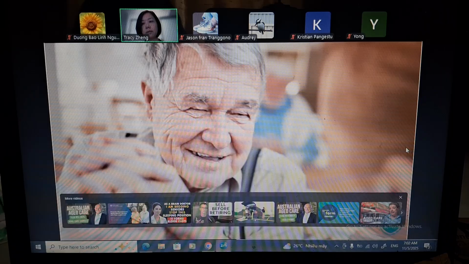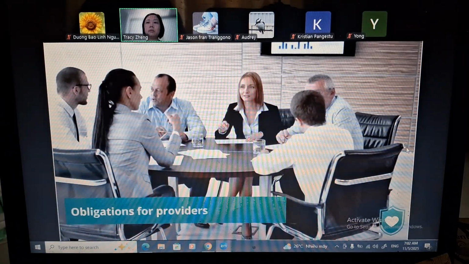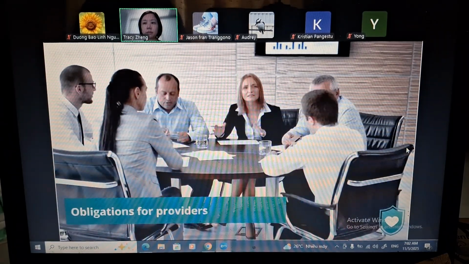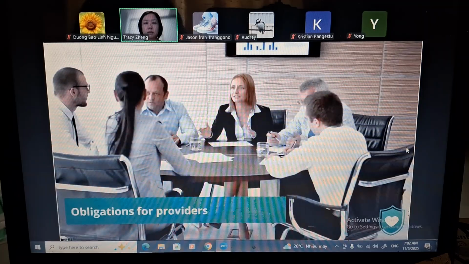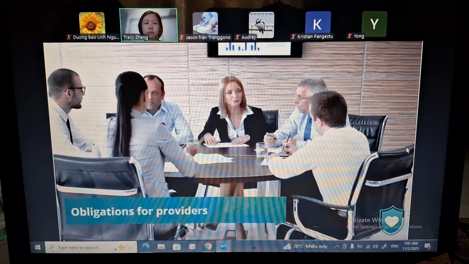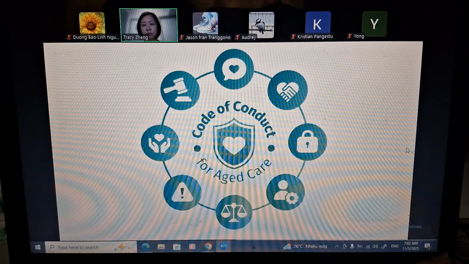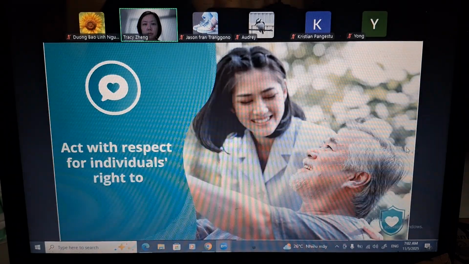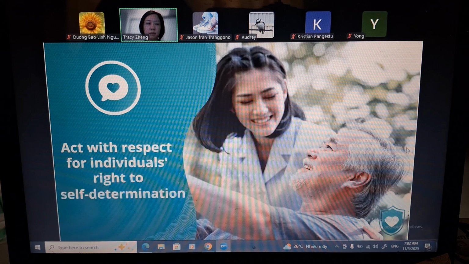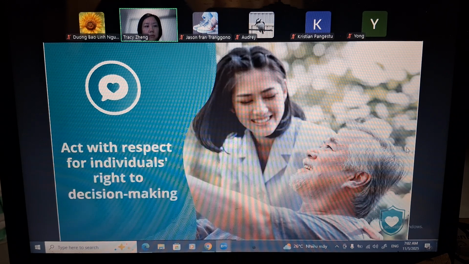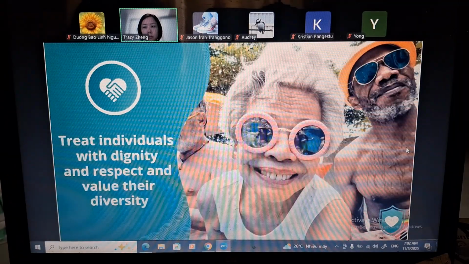Right? Providers have the additional obligation to take reasonable steps to make sure their aged care workers and responsible persons comply with the Code. The Code includes 8 requirements, which mean you have to act with respect for individuals' right to freedom of expression, self-determination, and decision-making in accordance with applicable laws and conventions. Treat individuals with dignity and respect and value their diversity.